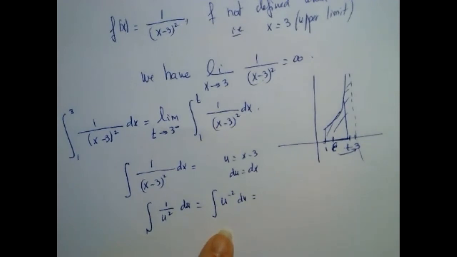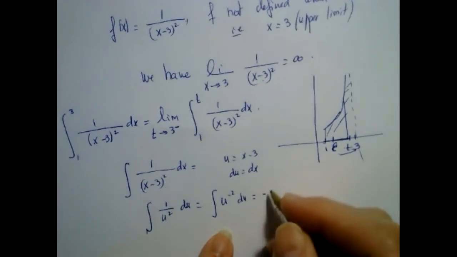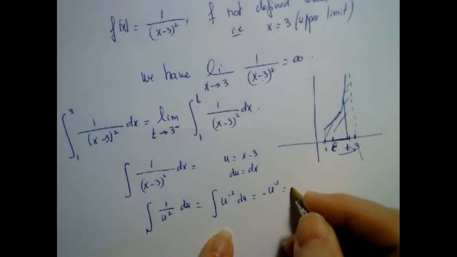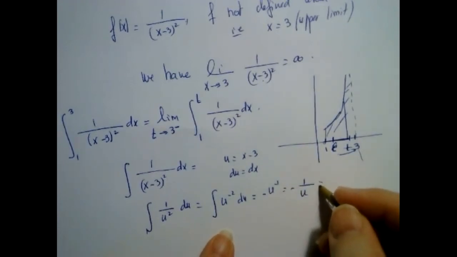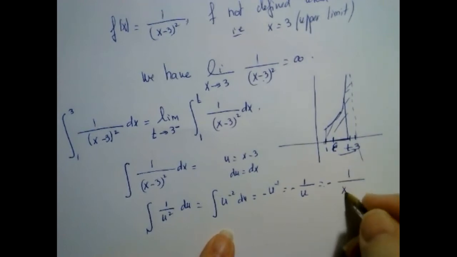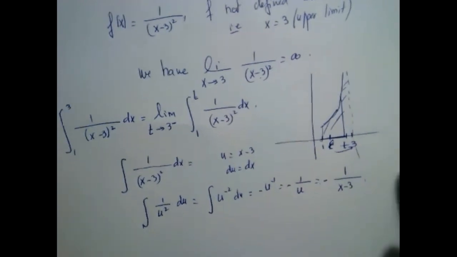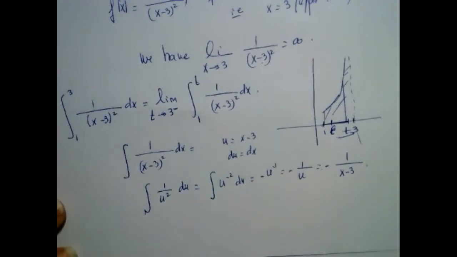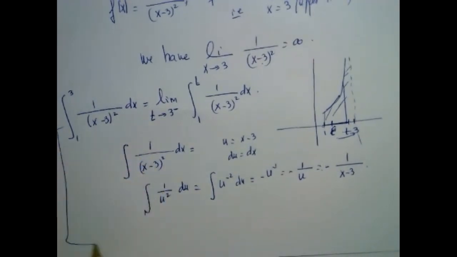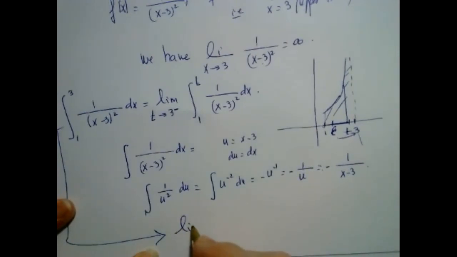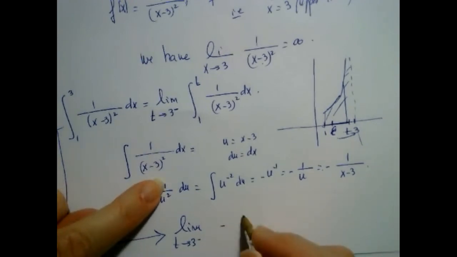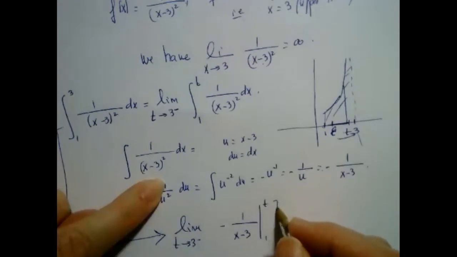The integral of u to the minus 2 is u to the minus 1 over minus 2 plus 1, which is minus 1. U to the minus 1 means minus 1 over u. It means minus 1 over x minus 3. Now I go back to my original problem. I found the antiderivative. The fundamental theorem of calculus tells me it's my antiderivative evaluated between 1 and t.